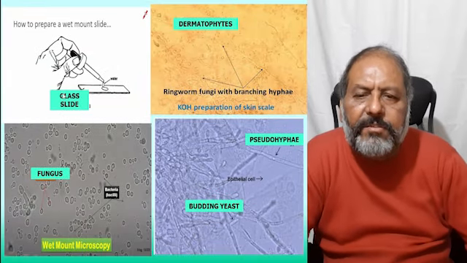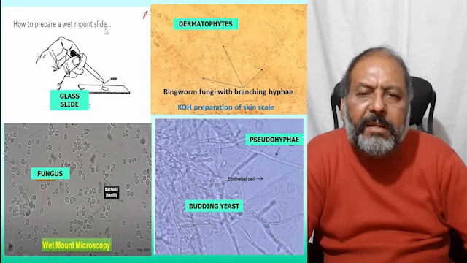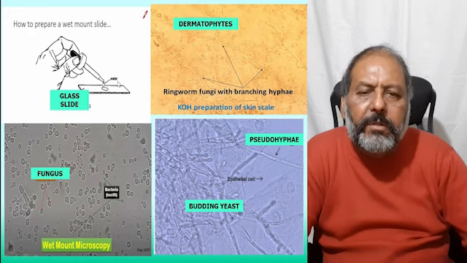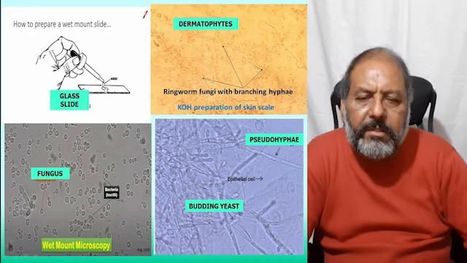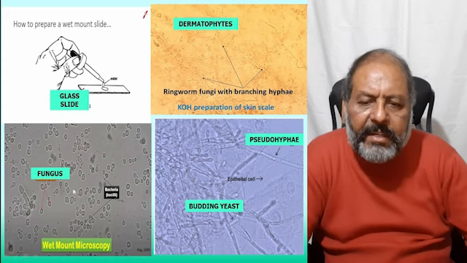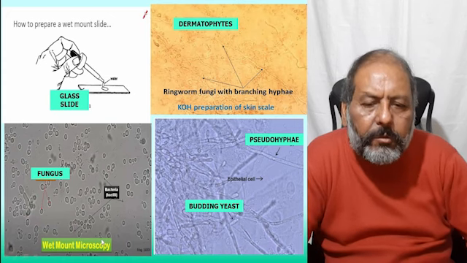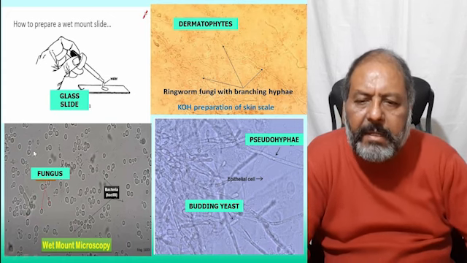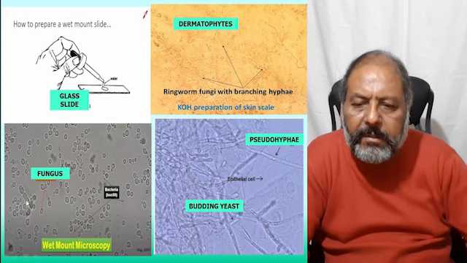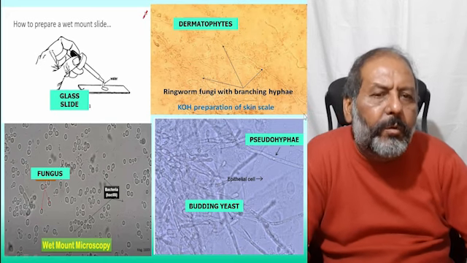Here one can see the glass slide, and to prepare a wet mount slide, put water on that sample and see under the microscope. And here one can see the fungus in the wet mount microscopy, and one can see the fungal spore and some hyphae also in the microscope.